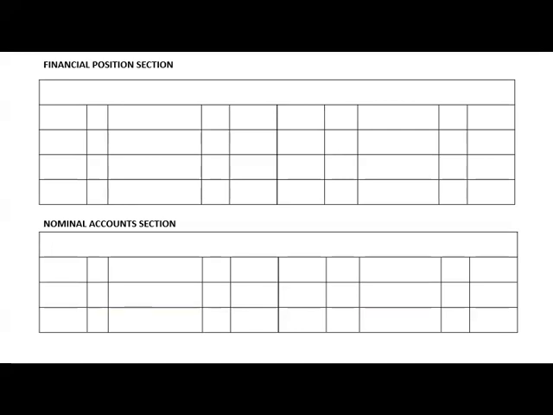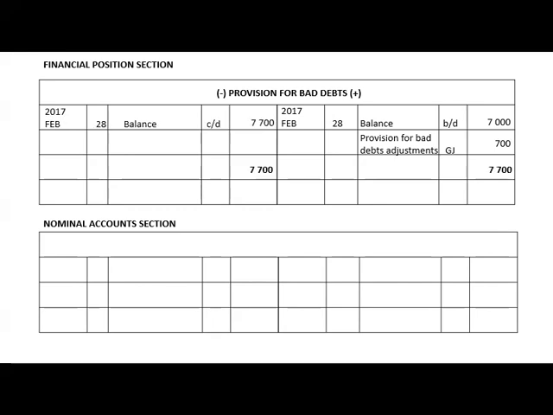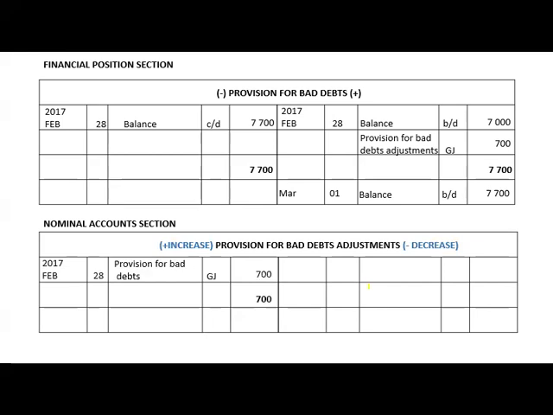Now let's go to our provision for bad debts. This one is the one that I said to you, it increases on the credit side. The balance was 7,000, but now it's incorrect. That 7,000 is incorrect. We need to take it up to 7,700. It means that amount of 7,000 must be increased by 700 to 7,700. The provision for bad debts adjustment, though, is an expense. And because it's an expense, we are going to debit it and close it off against profit or loss. Remember, guys, income and expenses, we close them off against profit or loss.